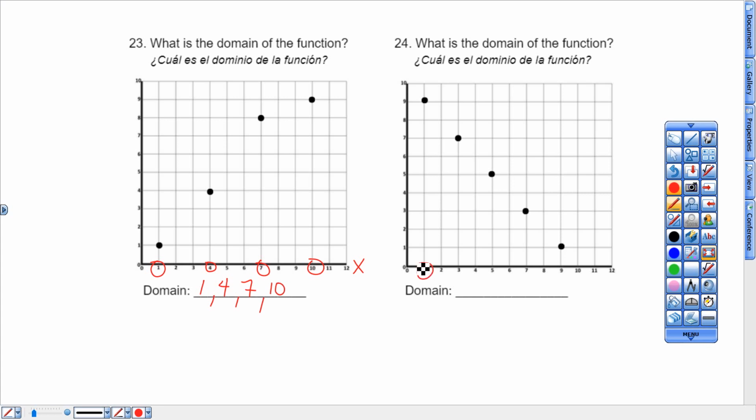So 1, this one, 3, 5, 7, and 9. All the X numbers for those coordinates. Range are the Y numbers, but that's not what we're asking.